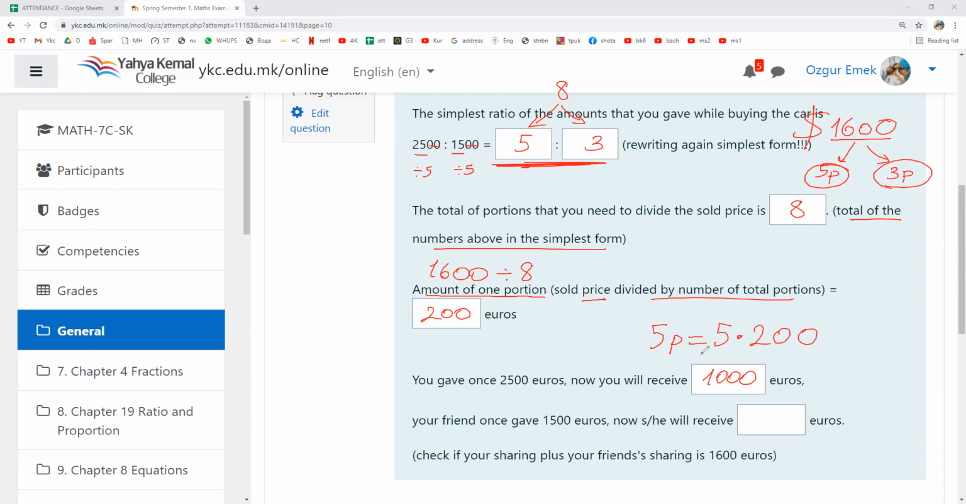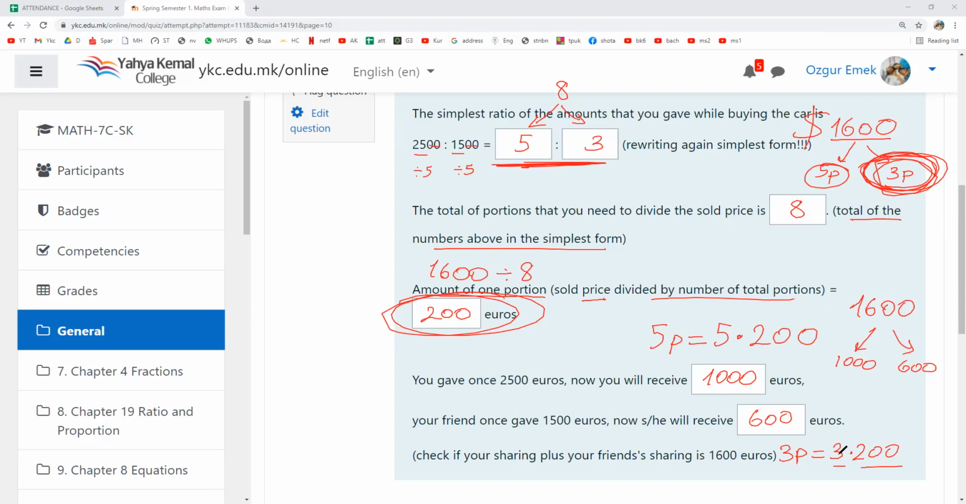Oh, I thought it was dollars. 1,000 euros of the money you need to receive from 1,600. You need to take 1,000, and the remaining 600 will be received by your friend. In other words, your friend receives 3 parts, and 1 part is 200 euros. So 3 times 200, your friend's share is 600 euros.